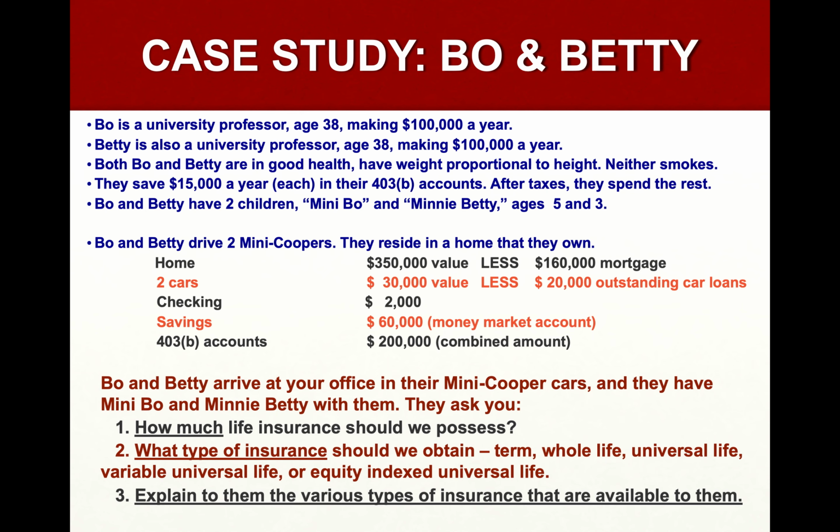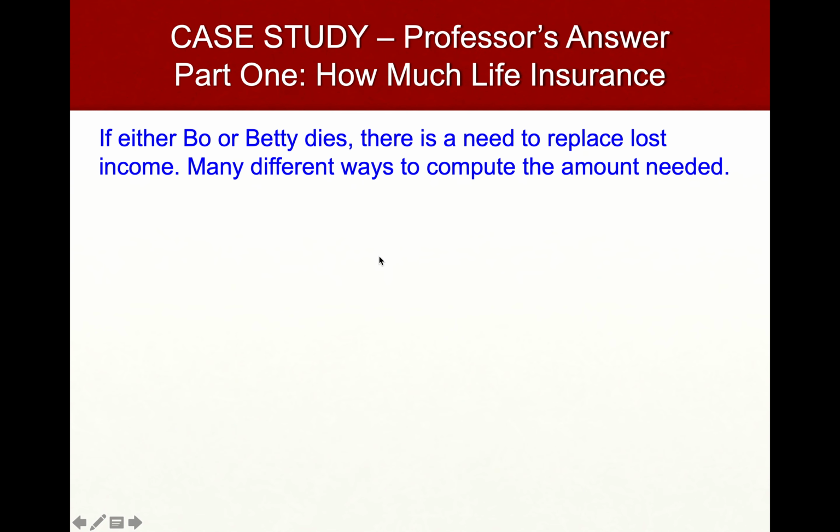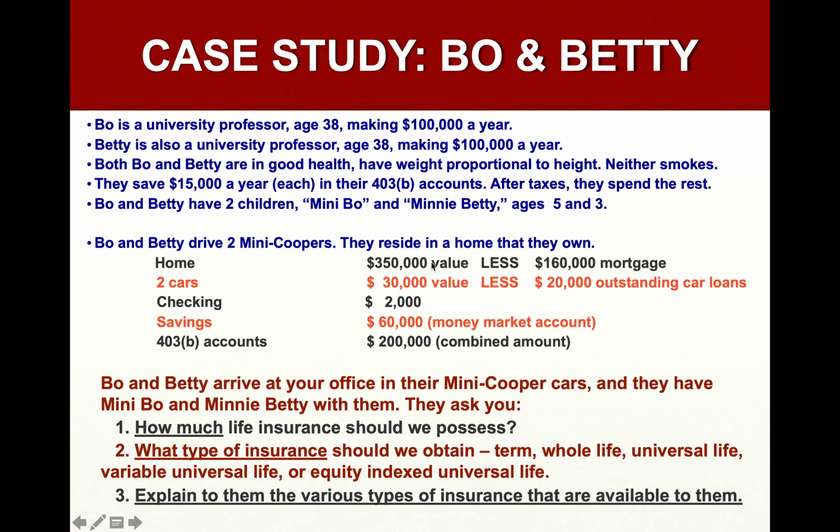They save $15,000 a year each in their 403b accounts, and after taxes, they spend most of the rest. They have two children, Mini Bo and Mini Betty, ages 5 and 3, and they both drive two Mini Coopers. And they reside in a home that they own. It's a $350,000 home, but they owe $160,000. Two cars, they owe some car loans on that. They have a checking account and they have a money market account for their savings. That is a fairly big cash reserve for them. And they have 403b accounts that have grown to $200,000 for their contributions.